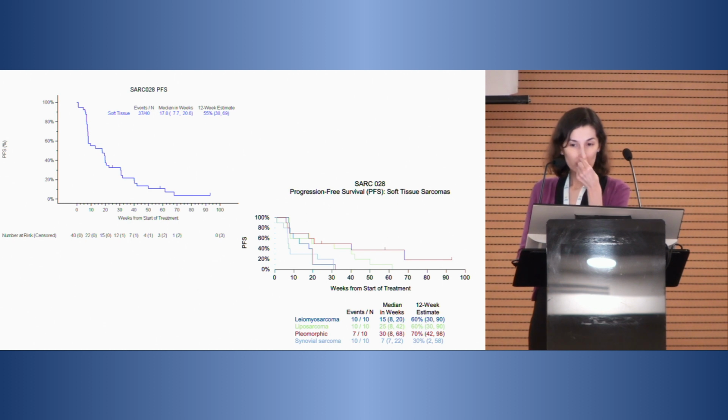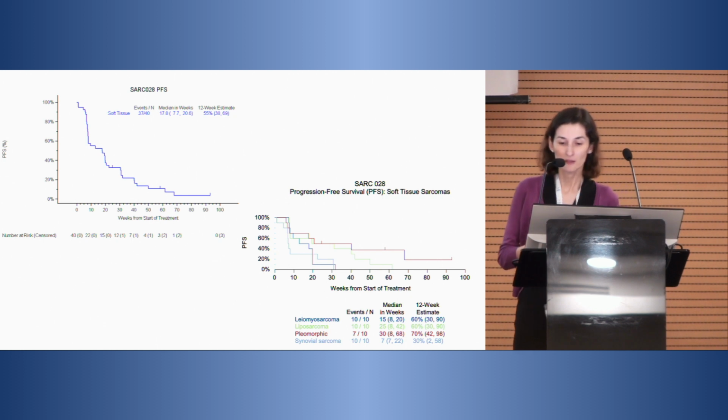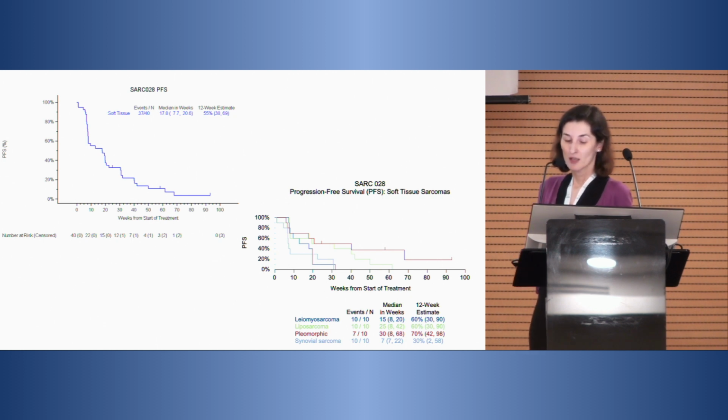And when they looked at the progression-free survival in soft tissue sarcomas, there was a big difference in different subgroups. So in red, if you look at pleomorphic sarcoma, they had a median progression-free survival of 30 weeks. I mean, in reality, it's a really bad outcome, but if you compare it to synovial sarcoma, which was 7 weeks, there was still a quite drastic difference between the two different subtypes. So there must be something in the biology of these different cancers that makes one of them more responsive to immunotherapy and some of them are completely resistant.